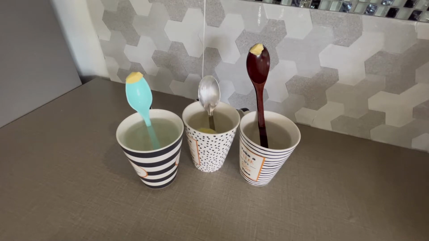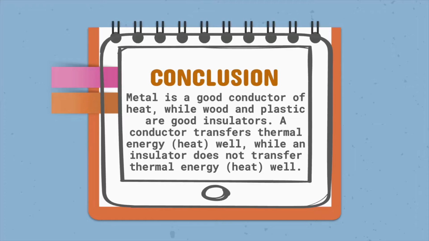As you can see, the butter on the metal spoon has melted significantly, but the butter on the wooden spoon and plastic spoon barely melted at all. From this experiment, I can conclude that metal is a good conductor of heat, while wood and plastic are good insulators. A conductor transfers thermal energy well, while an insulator does not transfer thermal energy well.